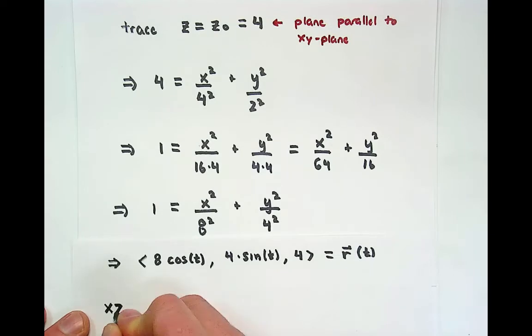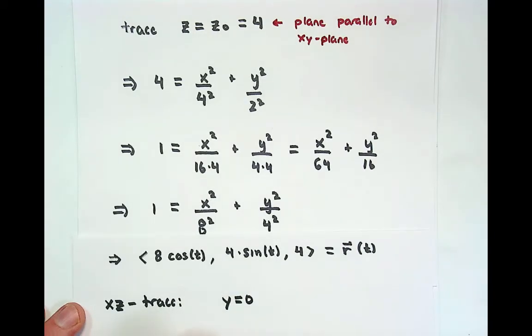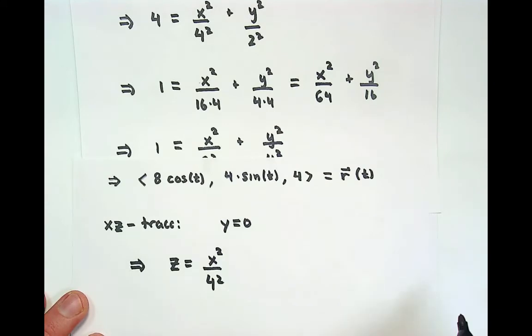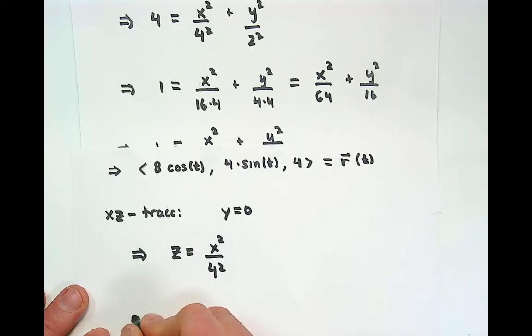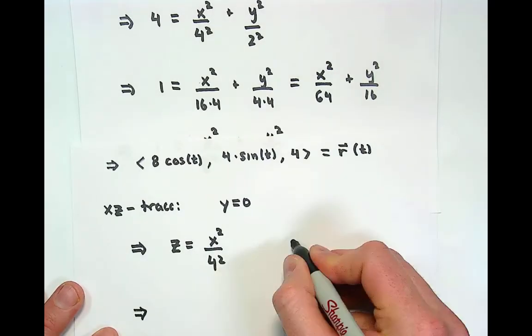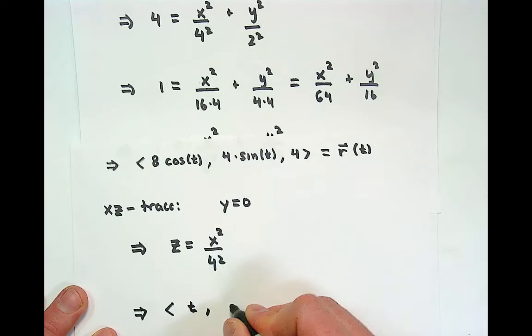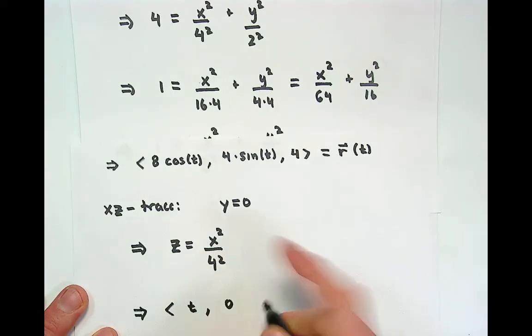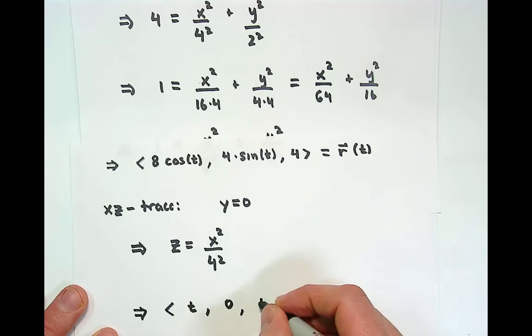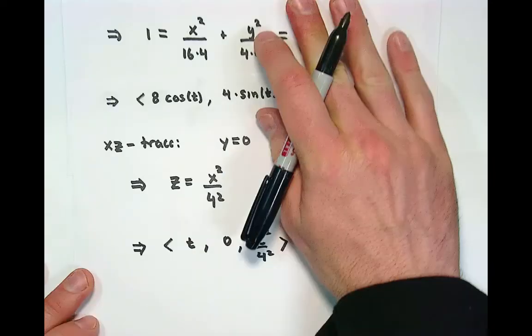We can also look at what we would say is the xz trace, and the xz trace will come from setting y equals 0. The moment I've set y equals 0, we have that z is equal to x squared divided by 4 squared. And this is going to be a parabola in the xz plane. So when we look at the vector valued equation, perhaps we would just set x equal to t. So here the x would be t, the y is 0, and if I said x equal to t, what is z? Well, z is this x value t squared divided by 4 squared. And so this is going to be the trace in the xz plane.